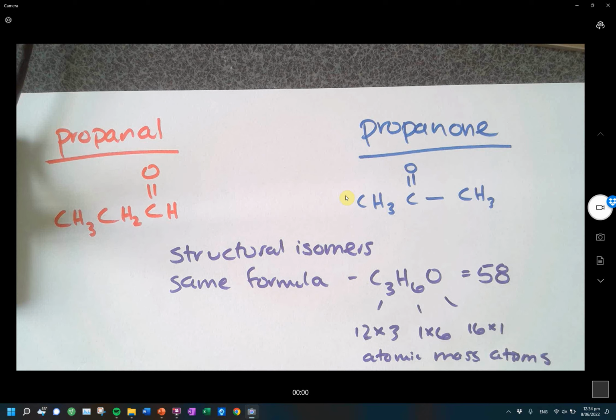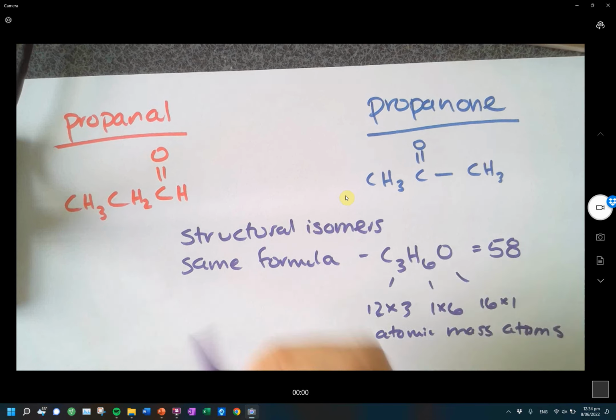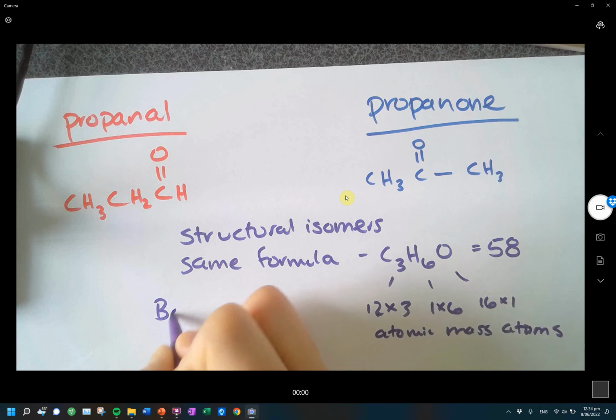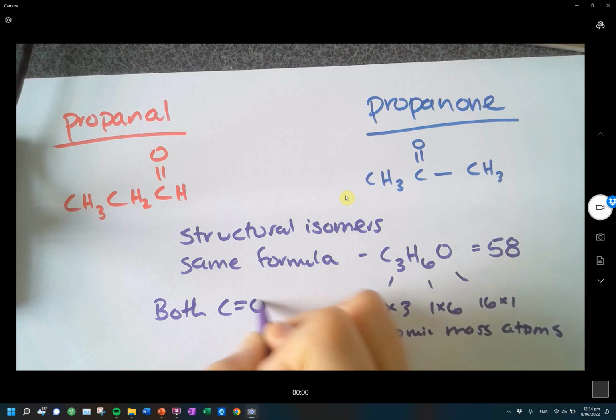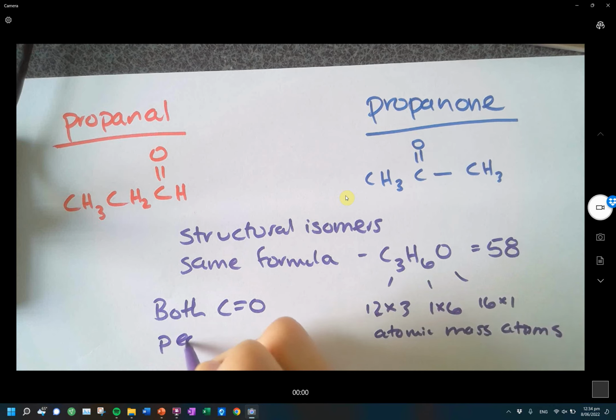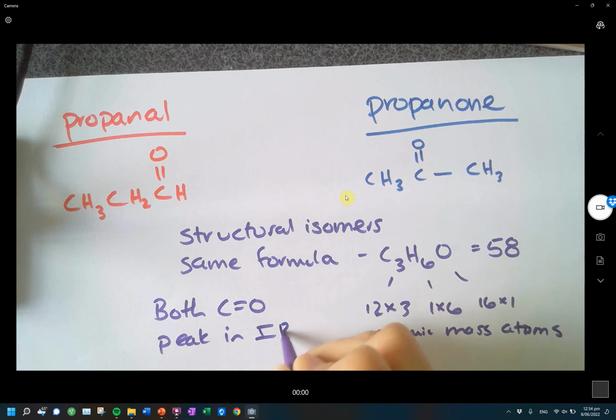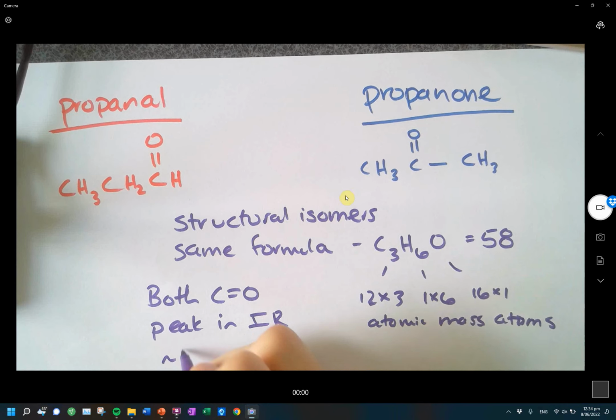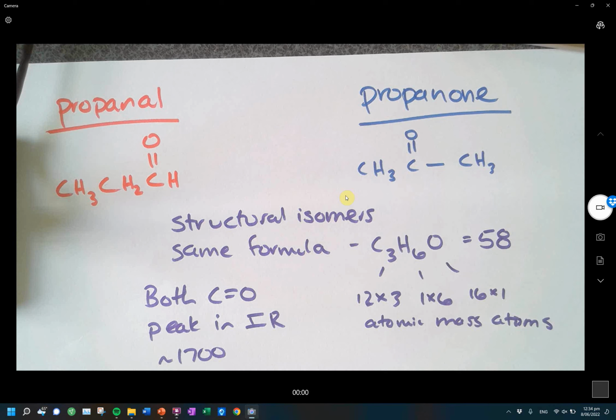All right. What's something else that we know will be similar looking at the spectra that we just talked about, IR? Same peak. So they both will have carbonyl in IR. So we know that's about 1700. So these 2 molecules are very, very similar. Do you agree? So it's going to be a challenge then to figure out which one's which.